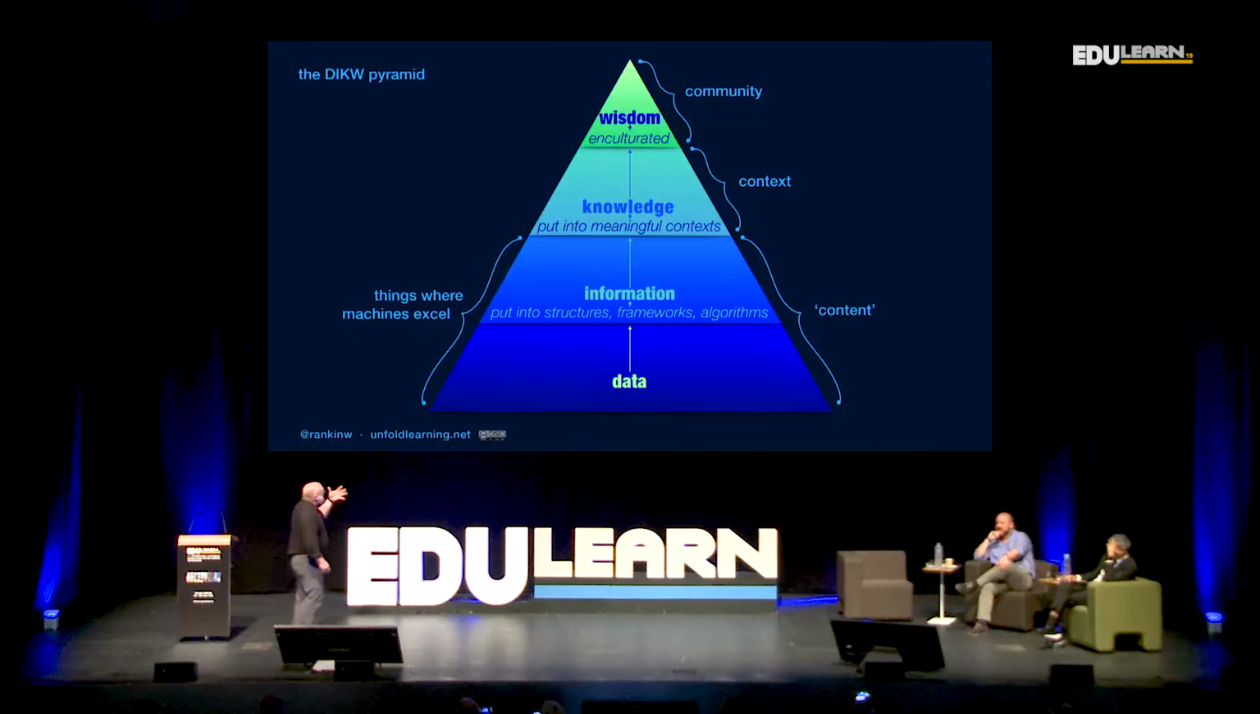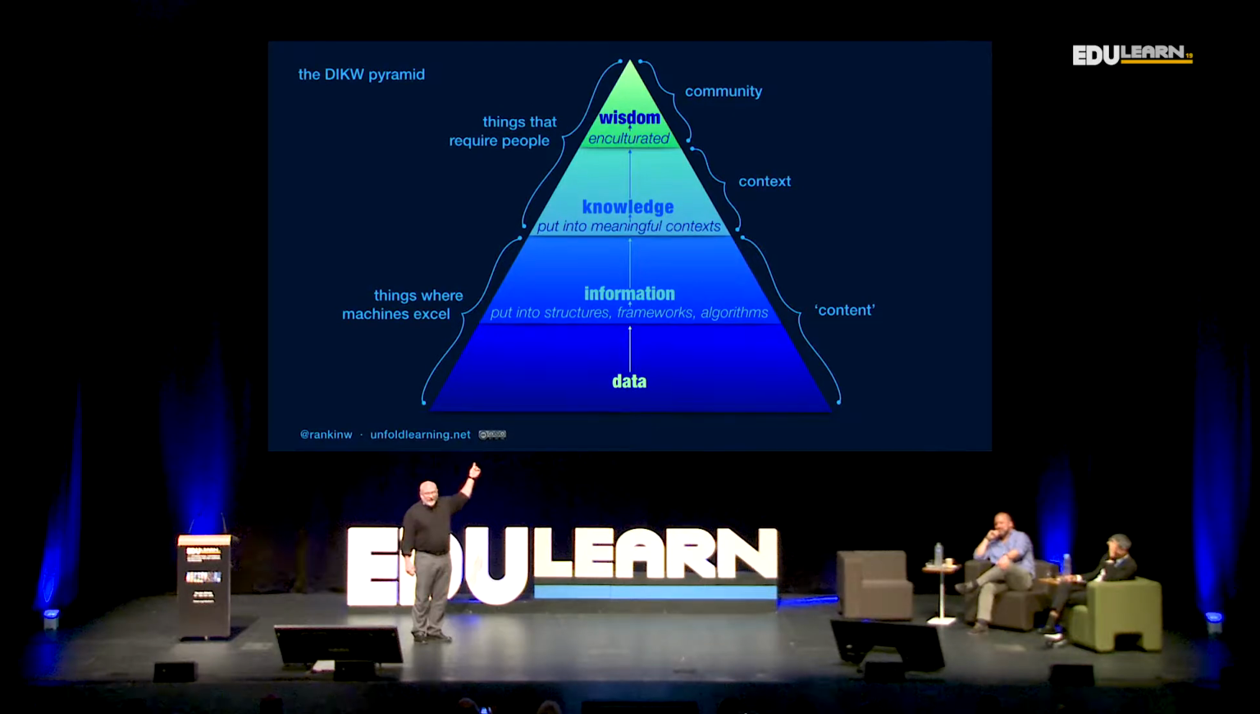Now, we've already heard this before, but those are things that machines are great at. If you think your job is the delivery or conveyance of information, the putting of data into meaningful structures and frameworks and algorithms, you will be replaced by a machine, and so will your students. That's what humans do. And that's the work ahead. And it's not only the work ahead, it's the work behind, too. It's the work we've been doing for all of human history. How do we make meaning, knowledge, wisdom?